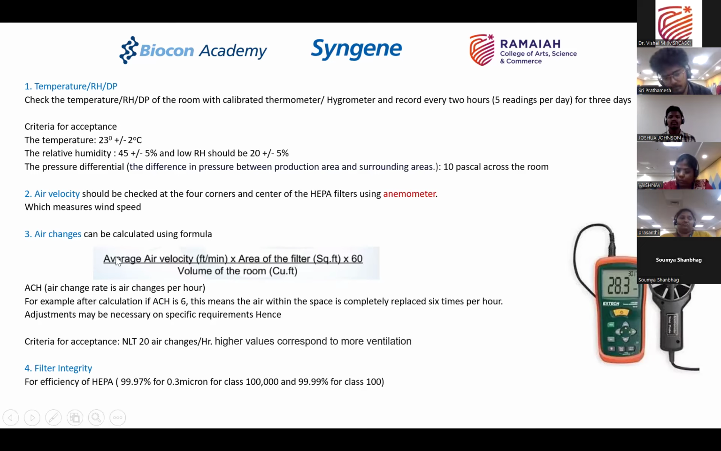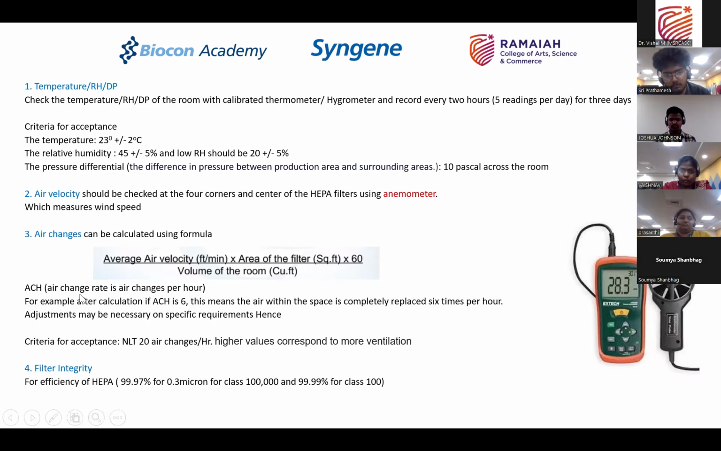So the air change rate, ACH, is equal to the average air velocity, whatever air velocity we count from the anemometer, into the area of the filter, whatever filter is used, divided by the volume of the room. From which room you are calculating this air change, what is the volume of that room? These are all the points included to calculate the air change rate.